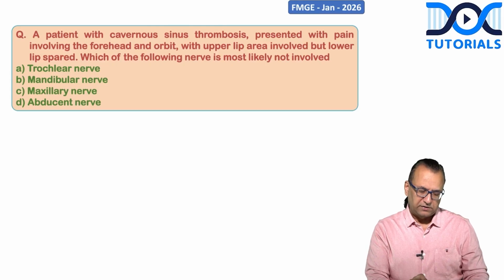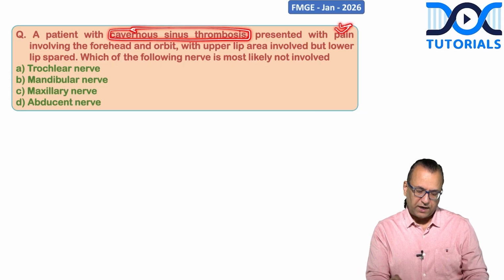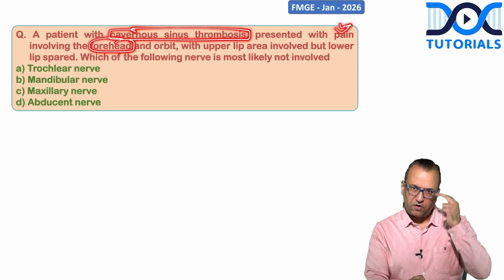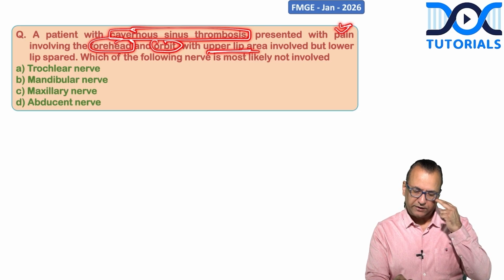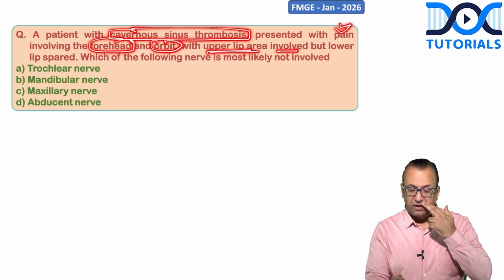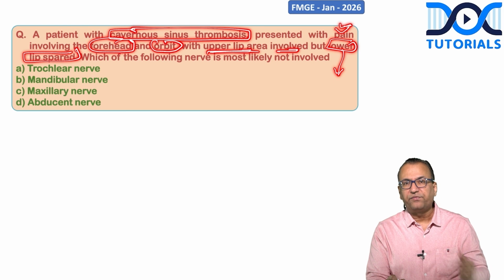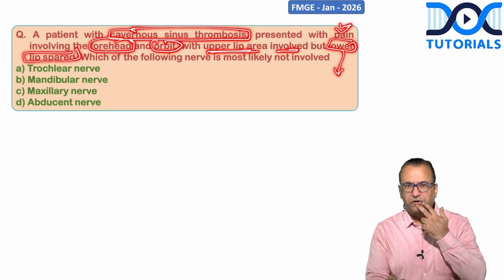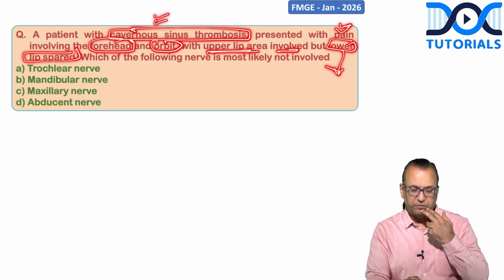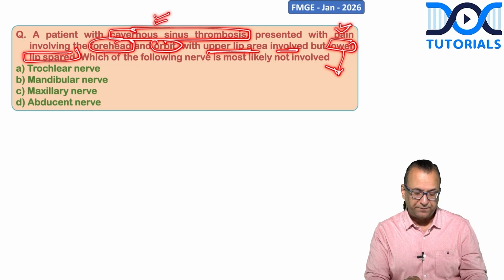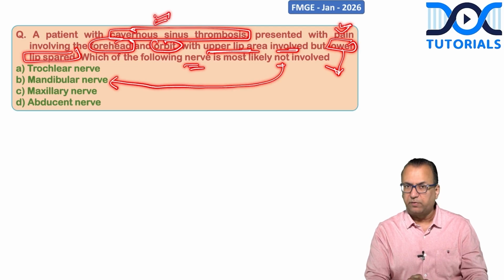Cavernous sinus thrombosis patient presenting with pain involving the forehead and the orbit, but also it is mentioned that upper lip area is involved. Lower lip area is spared. So, if lower lip area is spared, mandibular nerve is not involved, and anyway it is a case of cavernous sinus thrombosis, mandibular nerve is not involved there. So, which of the following nerve is not involved?